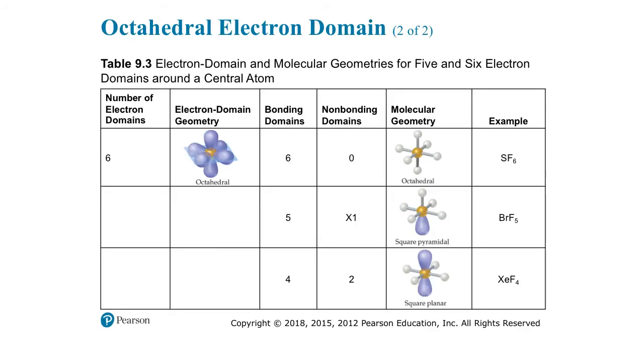Okay, so now let's go through the octahedral domain. For the octahedral domain, if all 6 of those domains are bonding, then the molecular geometry would be octahedral, just like the electron domain geometry. That's the case for something like SF6. If we have 1 non-bonding domain and 5 bonding domains, that's still a total of 6, so still within the octahedral domain.